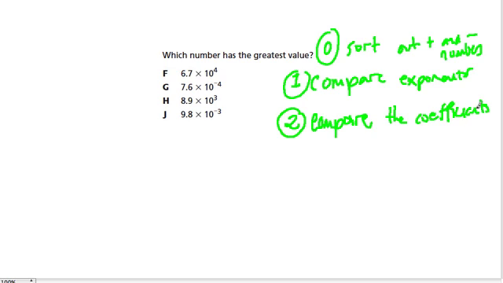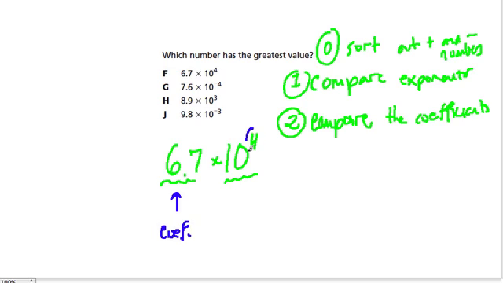Now, what I'm talking about here, for example, in the first problem, we have 6.7 times 10 to the fourth. This is a positive number because it's a positive coefficient times a positive power of 10. So, this is the coefficient, and this is the exponent. So first, for each of these numbers, we look at whether they are all positive, and then we compare the exponents, and then we compare the coefficients.